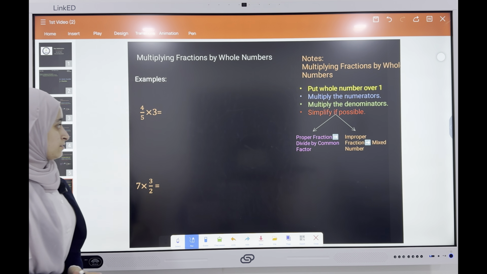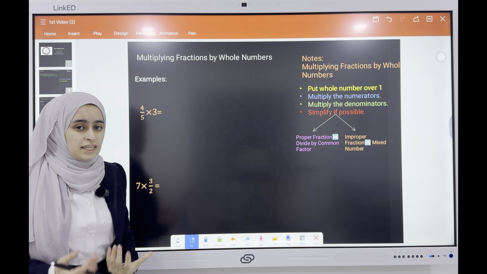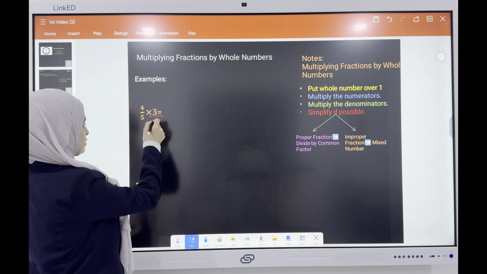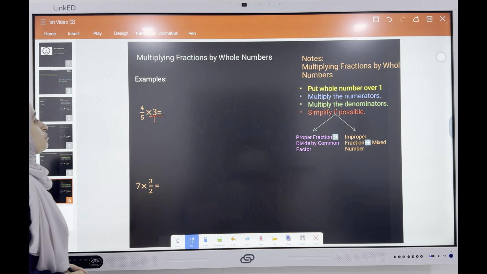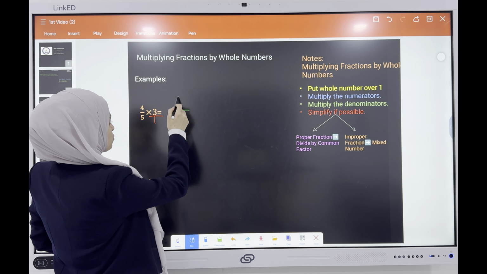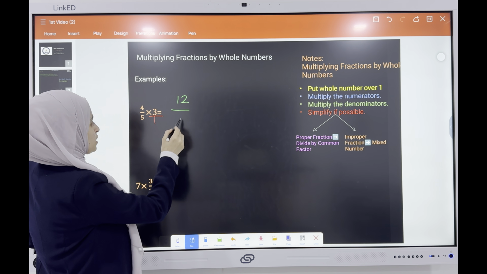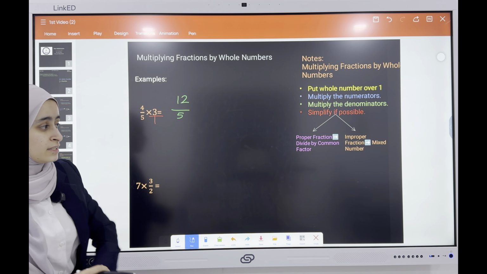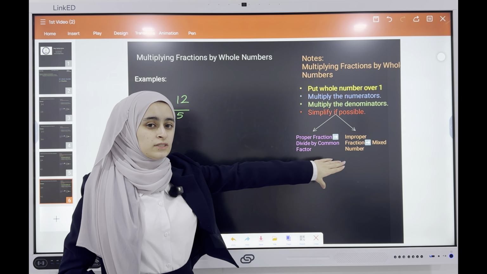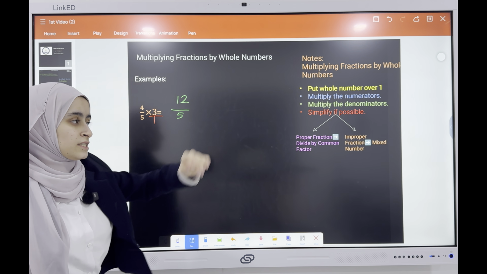4 over 5 times 3. Again, if we don't have any denominator, our denominator is equal to 1. 4 times 3 is equal to 12. 5 times 1 is equal to 5. The answer is 12 over 5. Is it proper or improper? It is improper because 12 is greater.